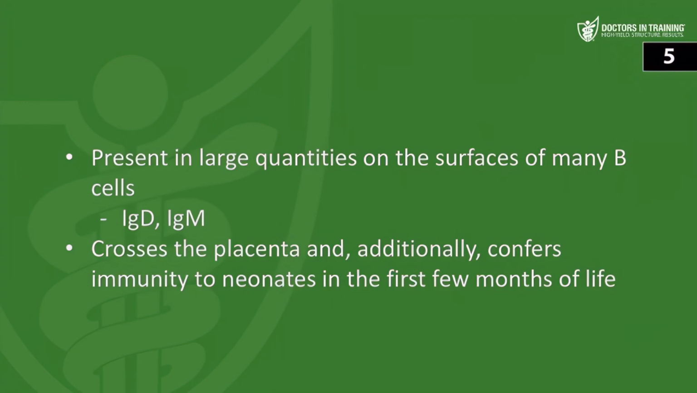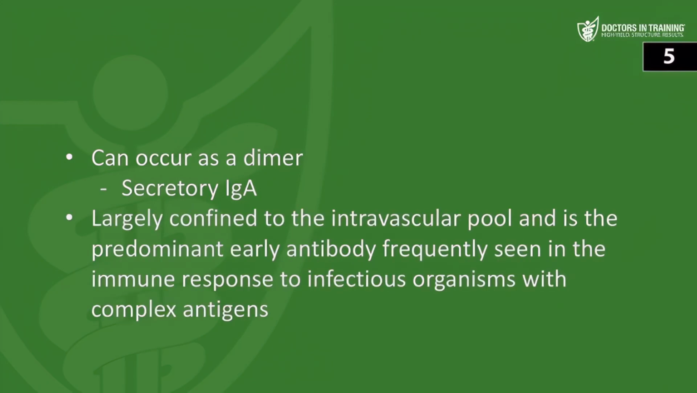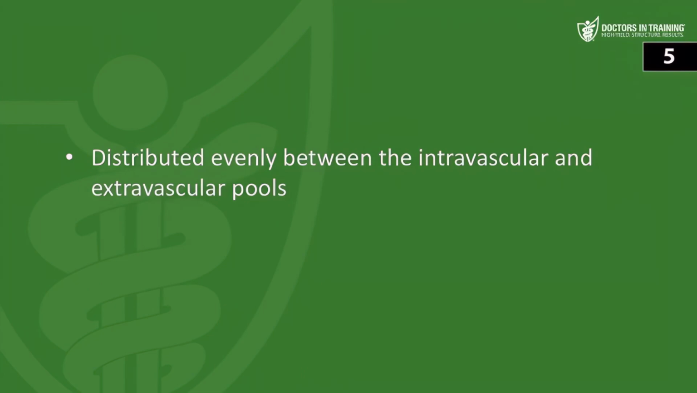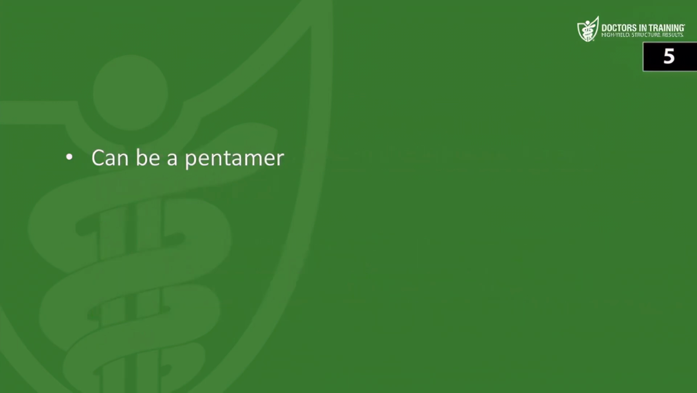Crosses the placenta and additionally confers immunity to the neonates. That's IgG. Can occur as a dimer. Secretory IgA. Largely confined to the intravascular pool and is predominant early antibody frequently seen in response to infectious organisms with complex antigens. This is IgM. Distributed evenly between the intravascular and extravascular pools is IgG. Predominant immunoglobulin in secretions, that's IgA. And can be a pentamer, that's IgM.